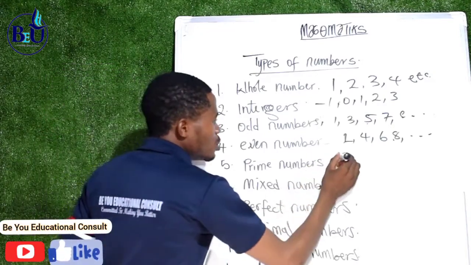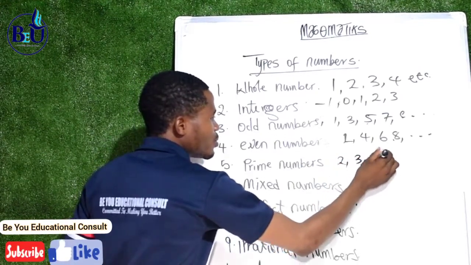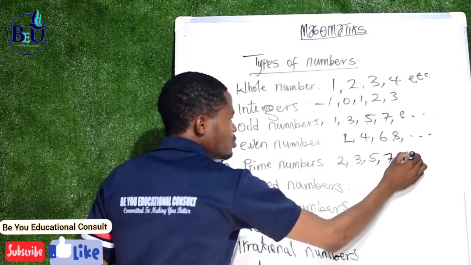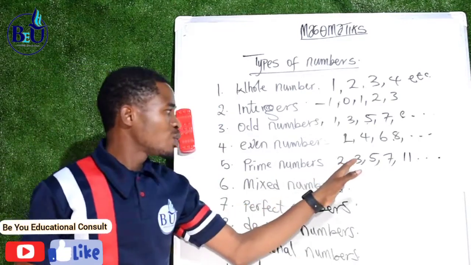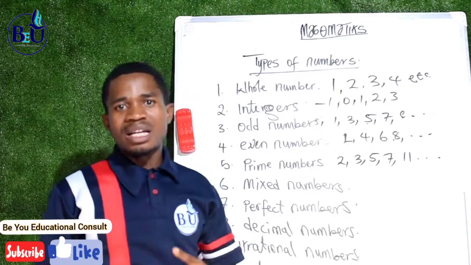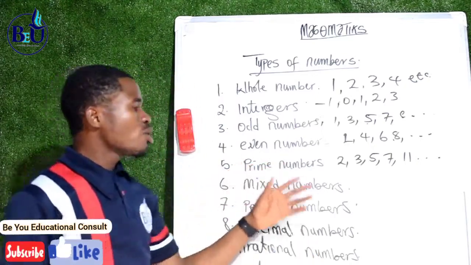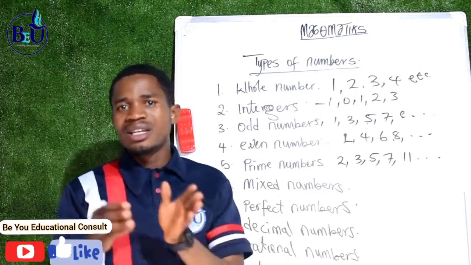Remember, 2, 3, 5, 7, 11. So all these numbers, look at them, you discover that they can only be divided by themselves and 1. We call them prime numbers. A mixed number is a number that contains both a whole number and a fraction.